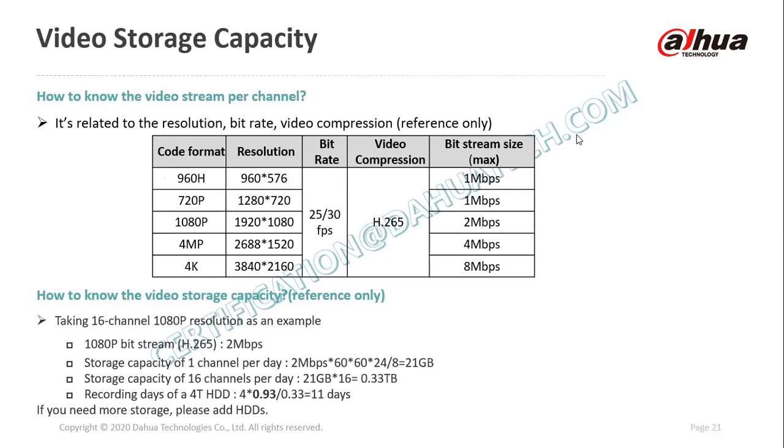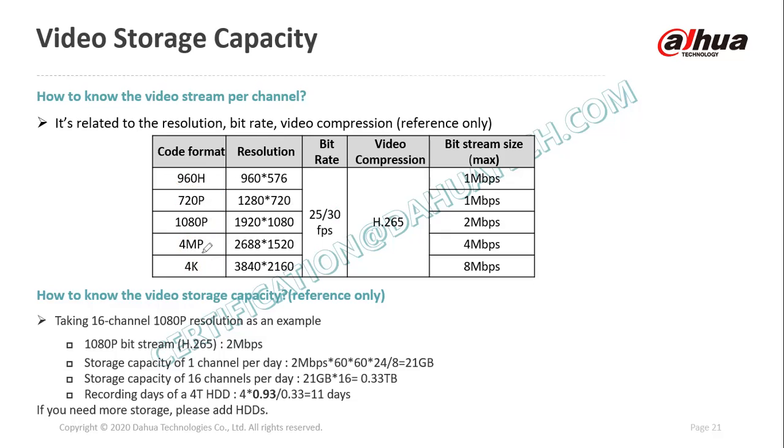Okay, we resume. So how do you know the video stream per channel? It's related to the resolution, bitrate, and compression only. For example, you remember the other day I talked about 4K and different resolutions. There is 4 MP, there is 1080, 720. This one is 1 megapixel, this one is 2 megapixels, this one is a 4 megapixel camera, and this one is usually 8 or 12.